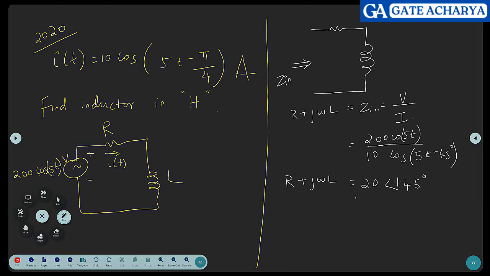So what is the magnitude of this one? Square root of R square plus omega square L square. What is the phase of this? Tan inverse of omega L by R. So you know the phase, you know the magnitude. So this is basic, purely complex number stuff. Nothing to do with network theory or circuit theory.